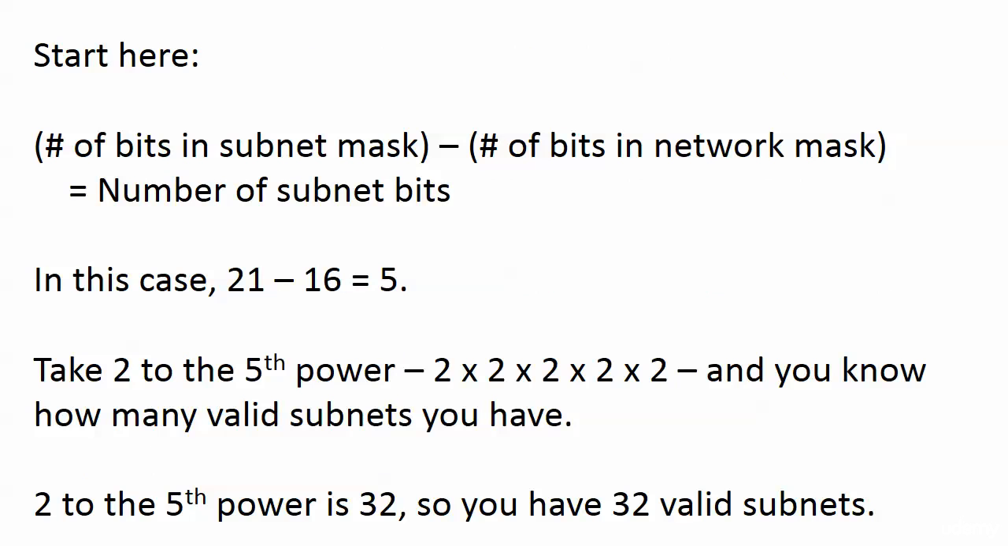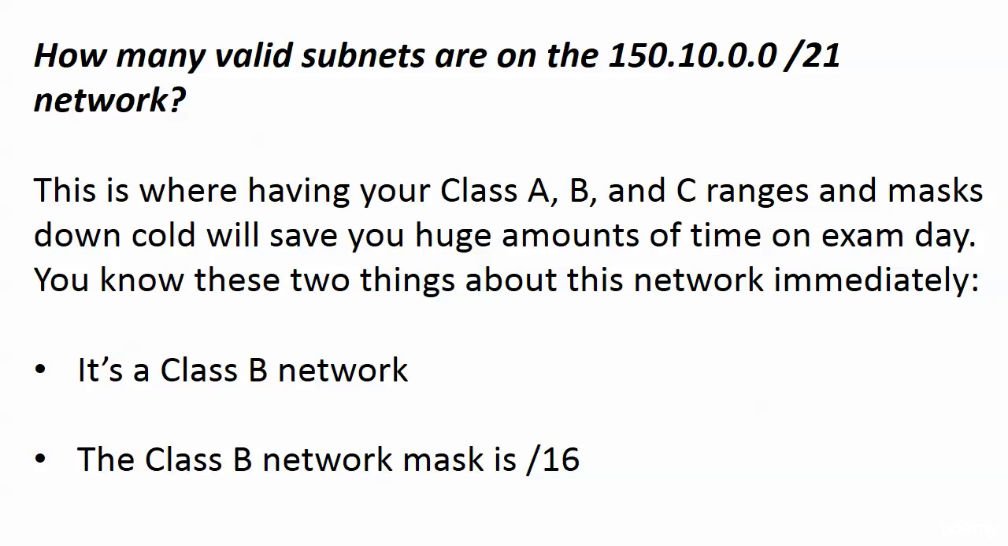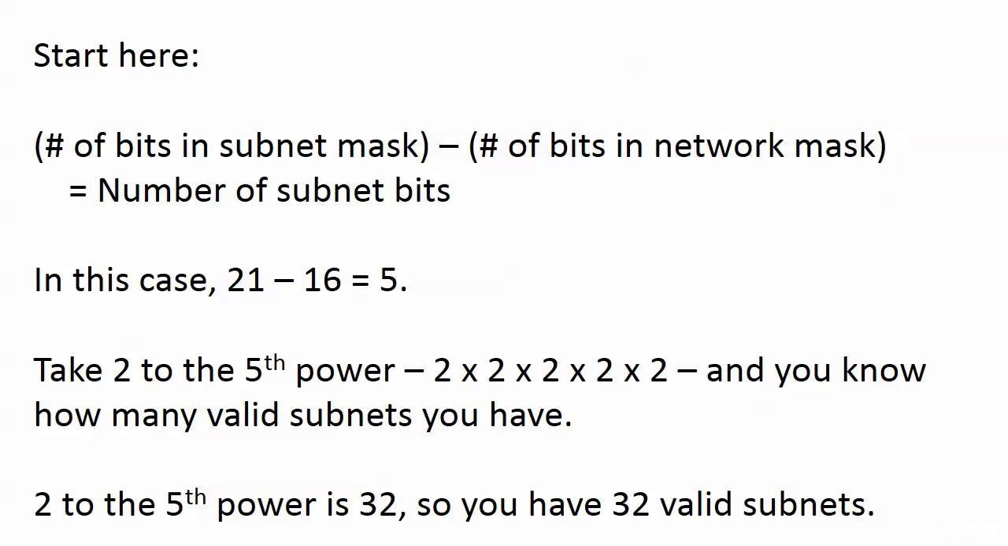This particular network was a /21, that's what we were given. We know we have 16 bits in the network mask of a class B network, so you know 5 subnet bits were borrowed. That's it. We take 2 to the 5th power, 2 times 2 times 2 times 2 times 2, and you know how many valid subnets you have. 2 to the 5th power is 32, so you have 32 valid subnets. See how fast that was? It's lightning fast.